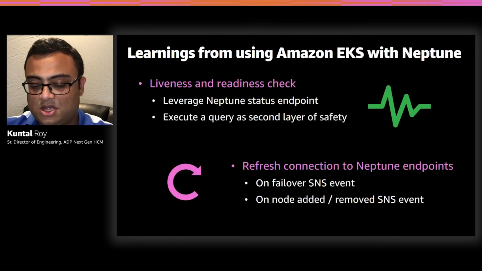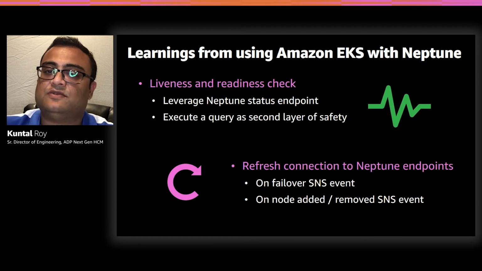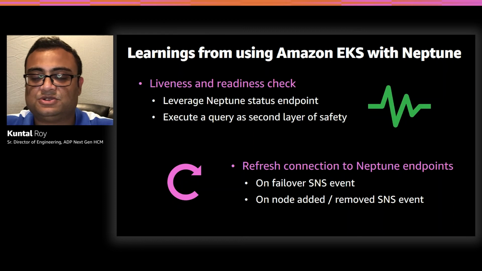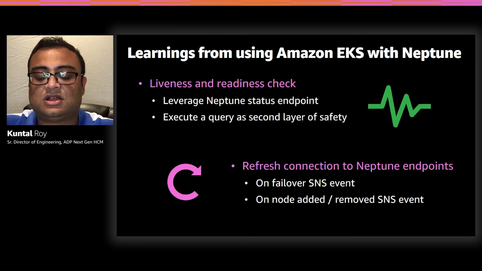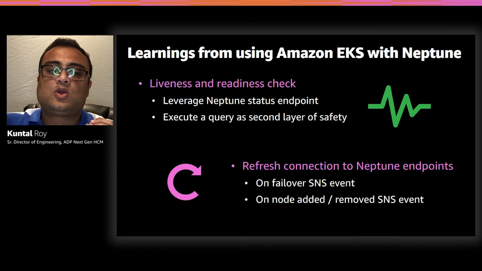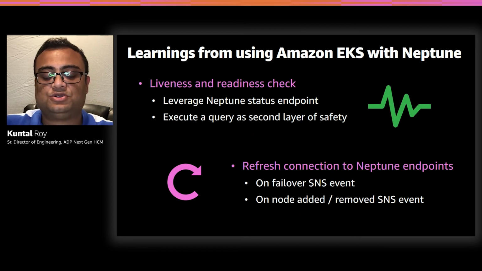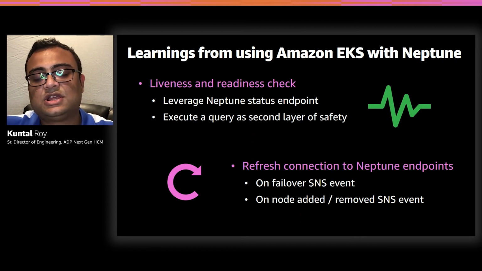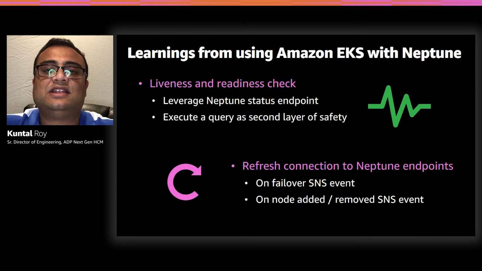Okay. Now, we do use Neptune in a fully microservices environment, right? There are domains of microservices, which Zed briefly mentioned, and it's running on Amazon EKS. Now, when we are trying to integrate this in EKS, there are a few learnings which I wanted to share with you. First and foremost, if you have a service which is dependent on Amazon Neptune, we have to keep in mind how to check the health and the readiness of Neptune.